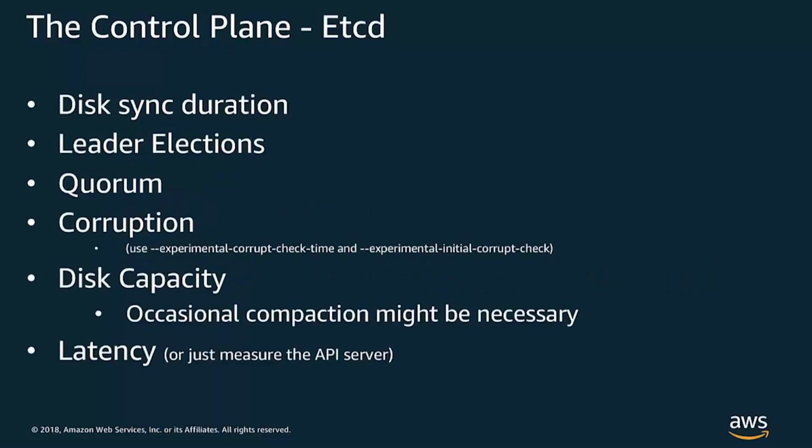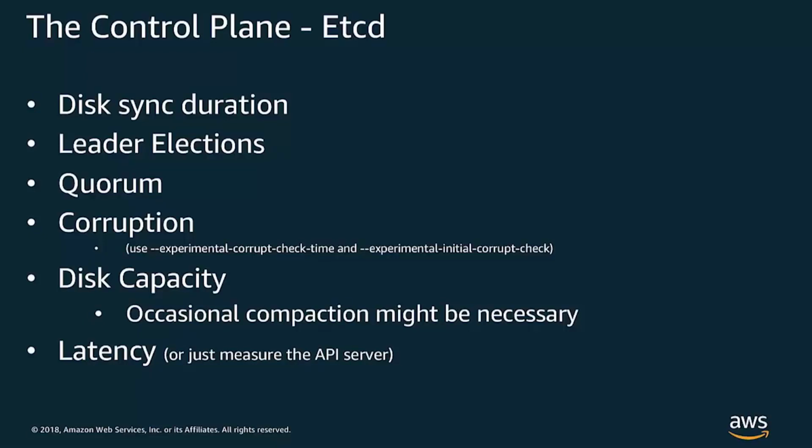So etcd specifically, you might want to take a look at your disk sync duration, and that's because longer disk sync durations can lead to leader elections, and leader elections can cause unavailability. And then you want to check the metrics for whether or not you have quorum. There's a leader metric. So if the leader metric is 0, then the cluster doesn't have quorum, and that means that it can't accept writes. So that's going to affect your availability as well.